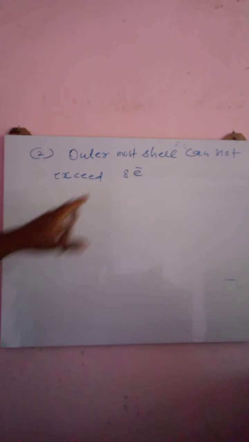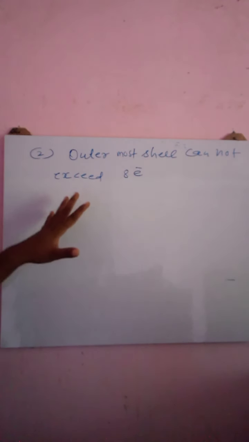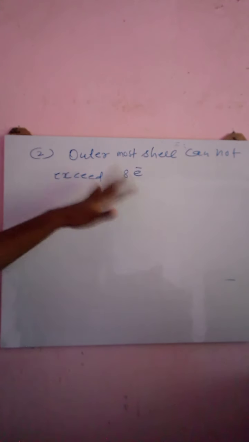It means it must follow the octet rule. This is called the octet rule. When 8 electrons are present in the outermost shell of an atom, it means the atom is following the octet rule and it is stable. An atom which has 8 electrons in the outermost shell is stable. And this particular point is only followed by noble gases in the periodic table. Only noble gases have 8 electrons in the outermost shell, either 8 or 2 electrons.